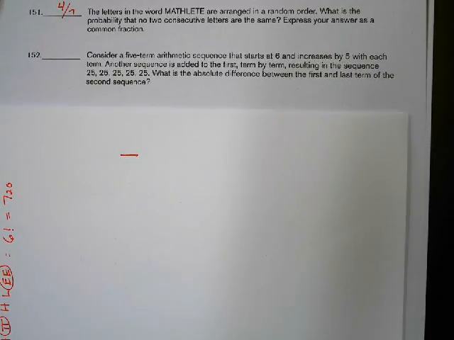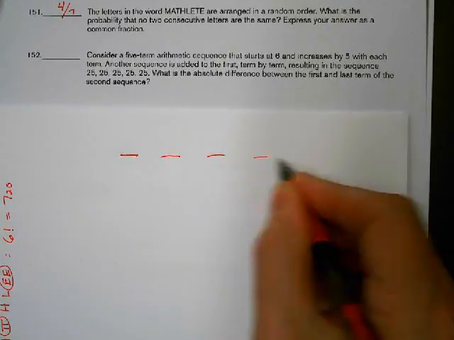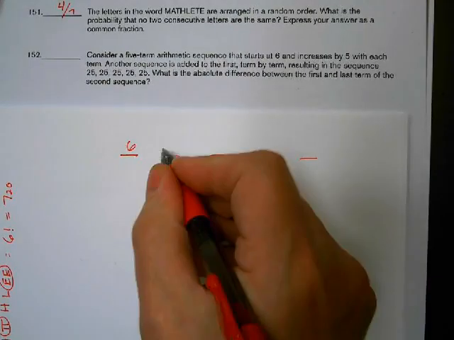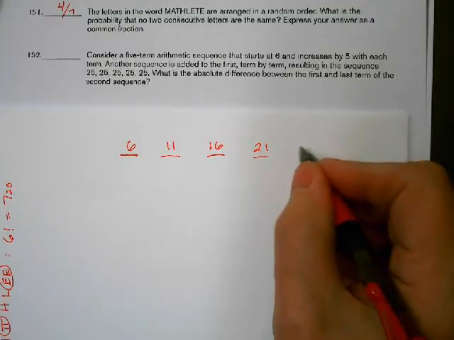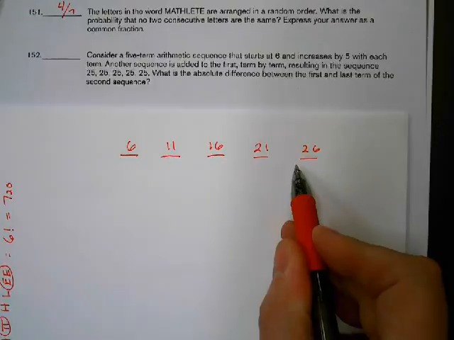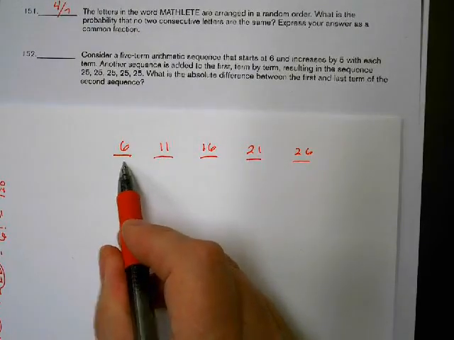All right, so we've got the first term. First sequence has 5 terms. It's starting at 6, and it's increasing by 5. So 11, 16, 21, 26. So we've got an arithmetic sequence. That means we're adding the same amount each time. We're starting with 6. So this is the first arithmetic sequence.